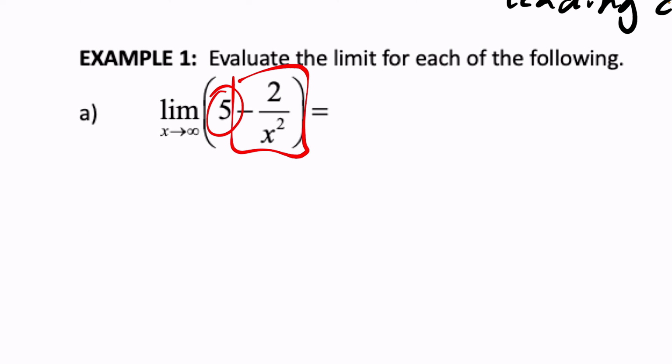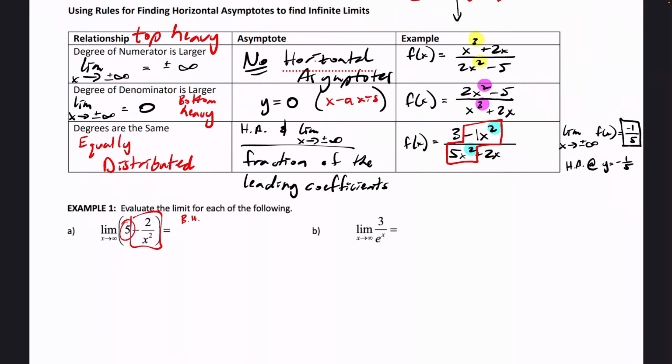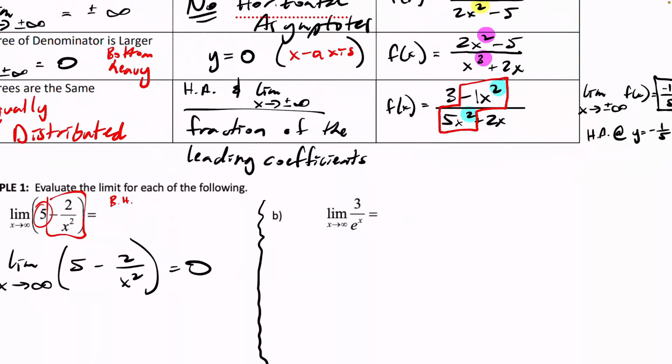Okay. So we say bottom heavy. So bottom heavy says, what is the limit going to be? 0. So the limit as x approaches infinity for 5 minus 2 over x squared is 0. Next problem. It's just 0, because they just wanted the limit. They didn't need the horizontal asymptote. So we're done.